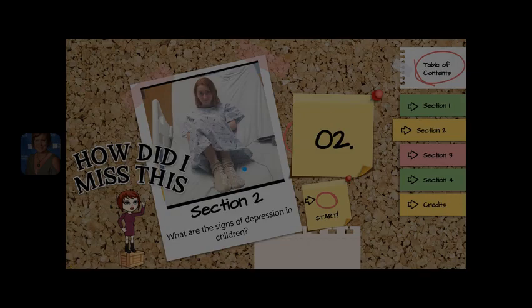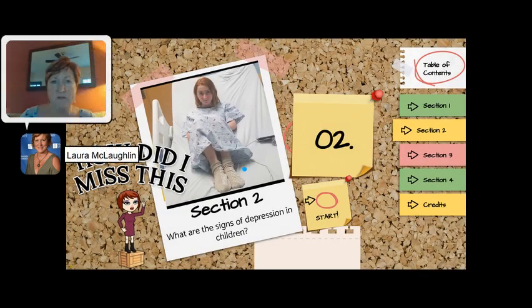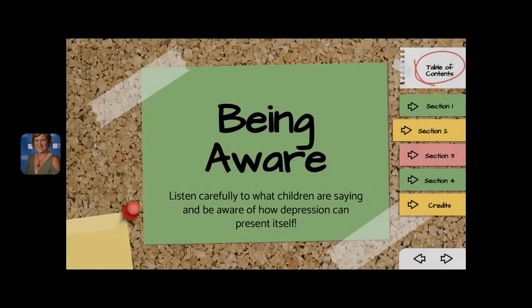This is a picture of Sarah in the emergency room the first time that she was diagnosed with a major depressive disorder. So in this section, first of all, what are signs of depression in children? And then you can see my Bitmoji is saying, how did I miss this? I think I've said this multiple times already, but being aware is key. Listening carefully to what children are saying and being aware of how depression can present itself is extremely important.